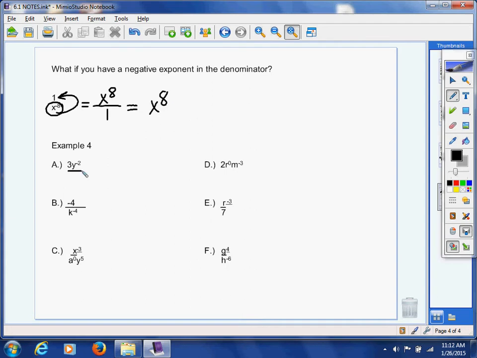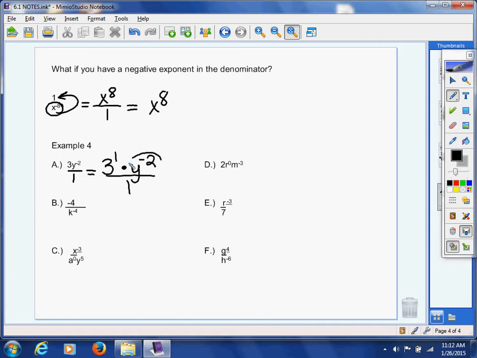We've got 3 times y raised to the negative 2 power. Now, just like I showed you in example 3, letter D, there's a coefficient there of 3, and it has its own exponent on it, okay? This is really 3 to the first power times y to the negative 2, okay? That's how I want you to see it in your head. It's not both the 3 and the y being raised to negative 2. That's not what's going on here. It's just 3 being raised to the first power times y being raised to the negative 2 power.